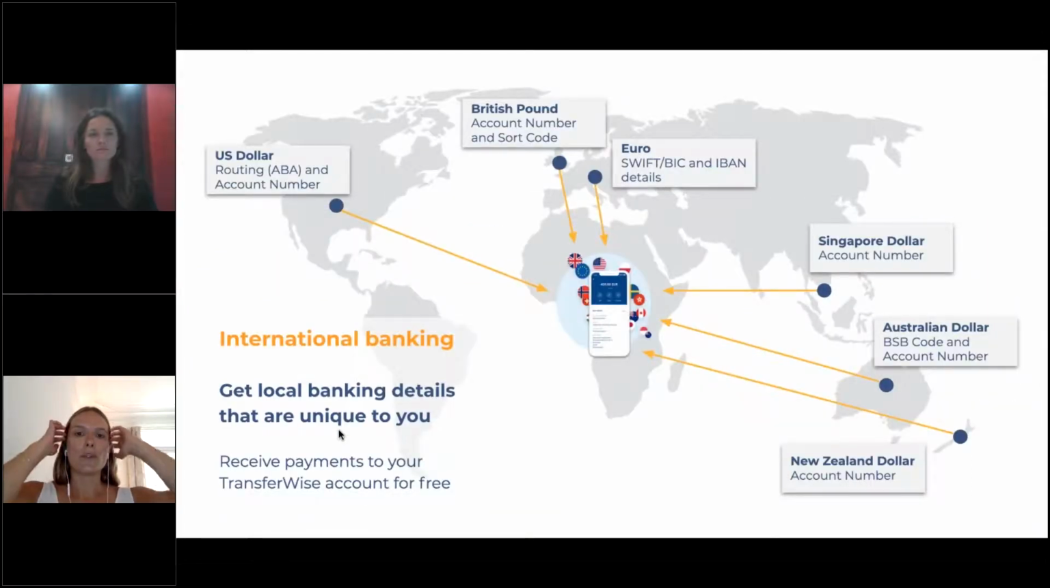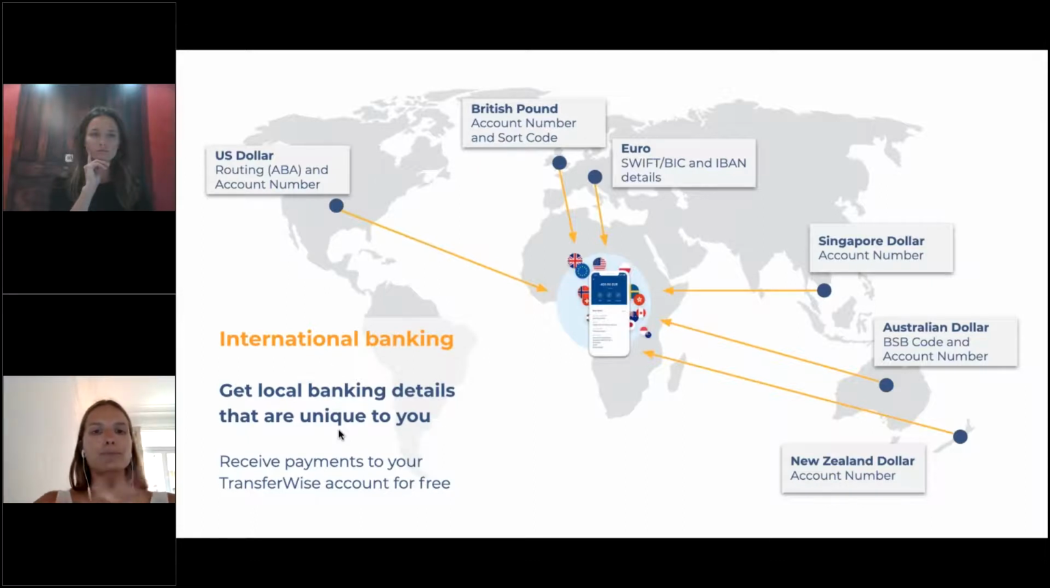So we talked about earlier the local account details. So with your account comes 6 account details. So 1 to receive US dollars, just as if you had an account in the US. 1 to receive British pounds, just as if you had an account in the UK. And same goes for Euro, Singapore dollar, Australian dollar, and New Zealand dollar. Singapore, we just launched and we're very excited about this new feature.